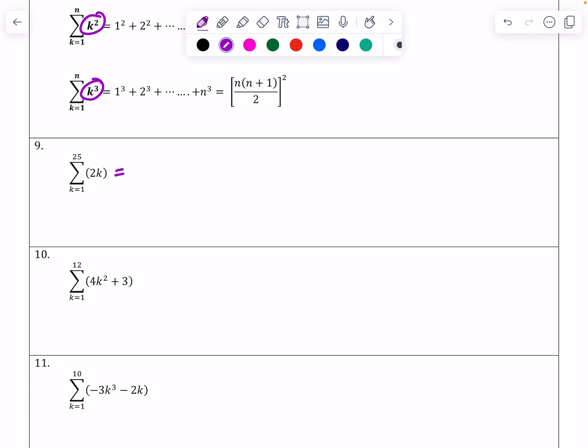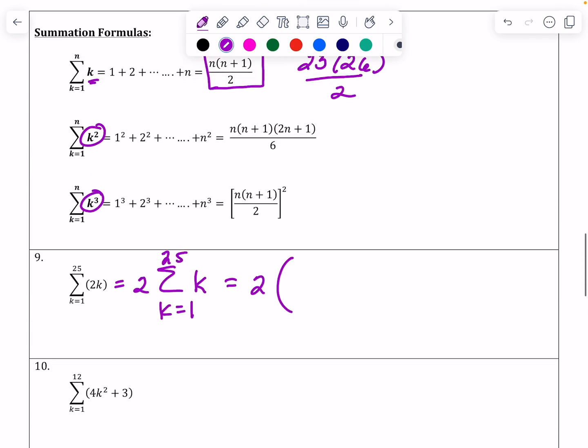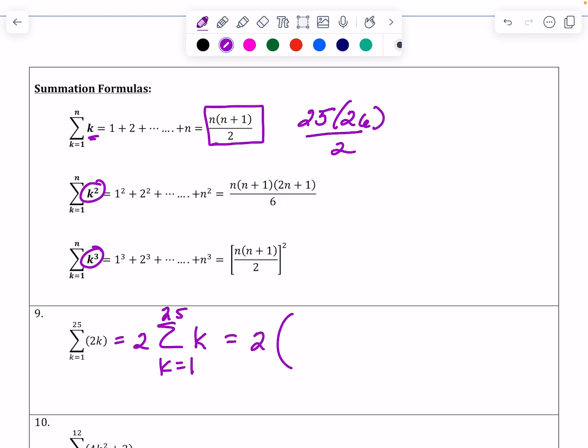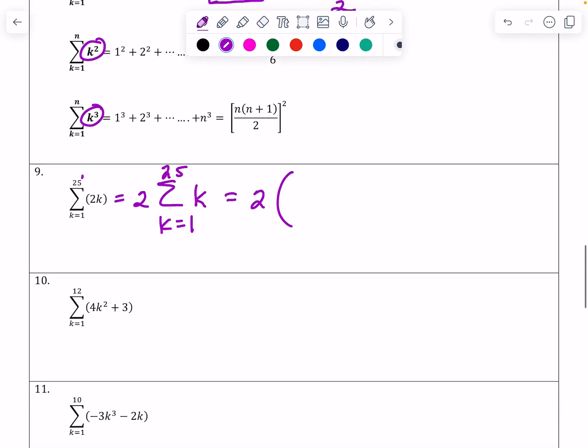If you remember, you're allowed to pull multipliers out in front. So I get the summation from k equals 1 to 25 of k, and then I'm going to multiply by that 2 out in front. So I'm going to have my 2 as my multiplier, and now I'm going to use my formula: n times n plus 1 divided by 2, where n is 25. So 25 plus 1 is 26, divided by 2. And then you can go right to your calculator and find out that that sum is equal to 650.